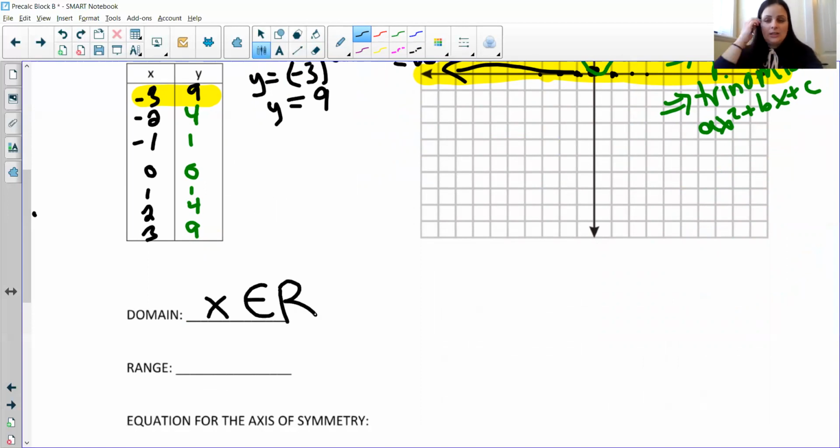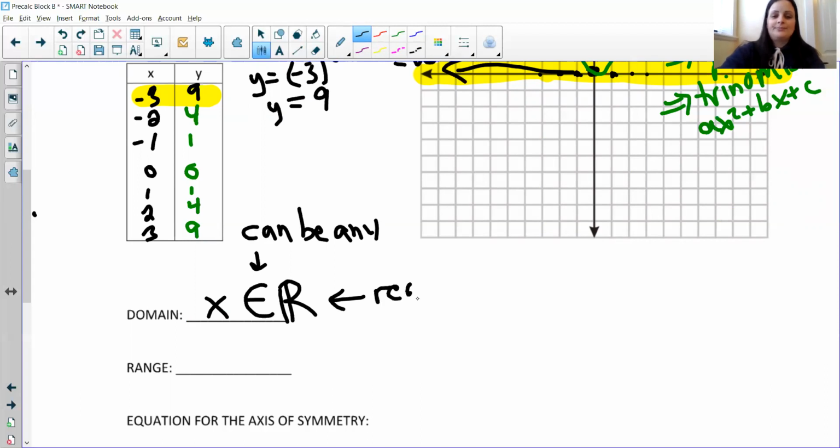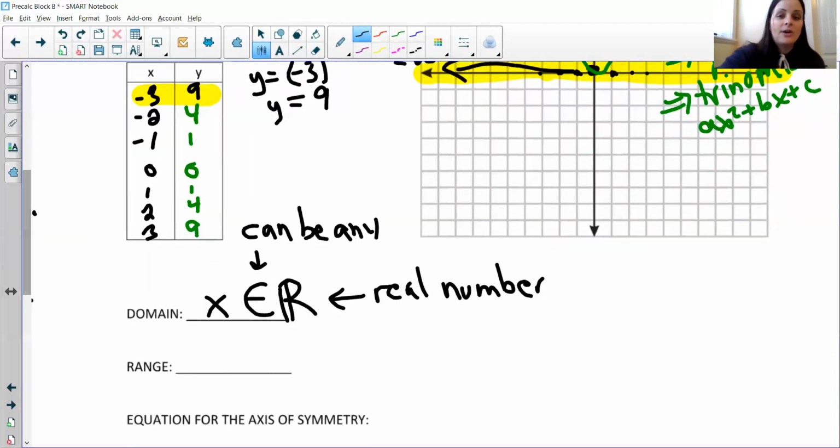Okay, so little math 10 review as well. This symbol means can be any. And the R technically has a double stick. That is can be any. The R stands for real number. I stands for integer, IR stands for irrational, N stands for natural, W stands for whole number. Oh my gosh, unit 1 review right there, guys.